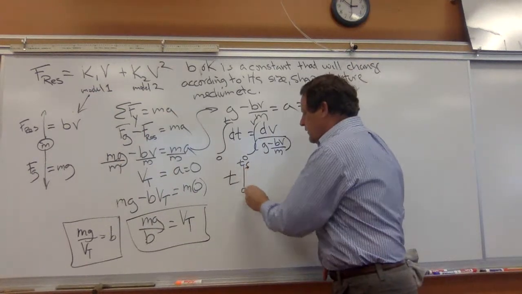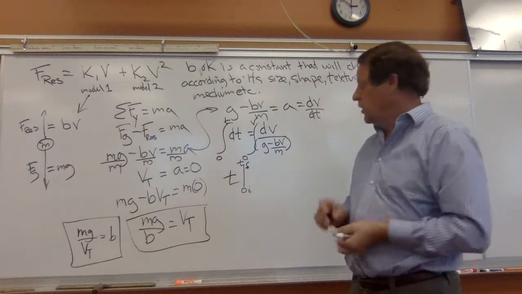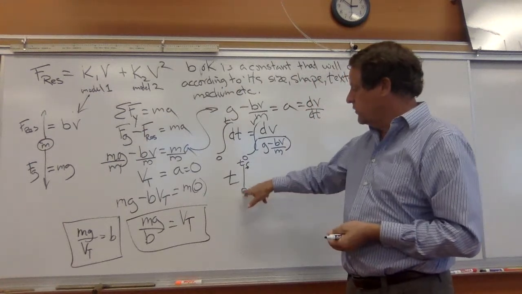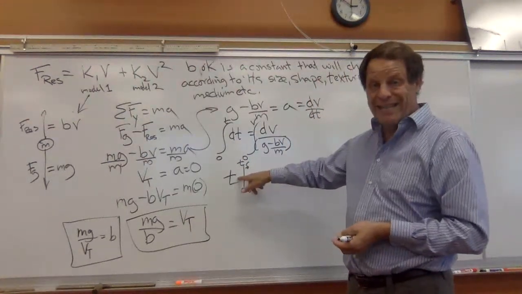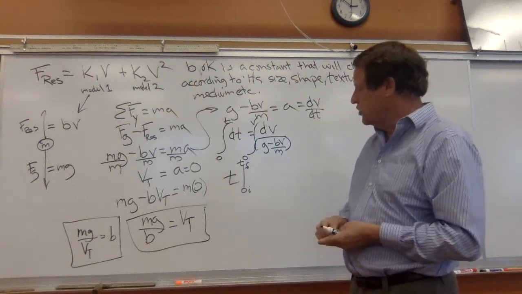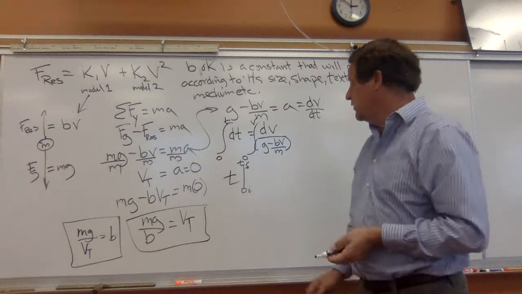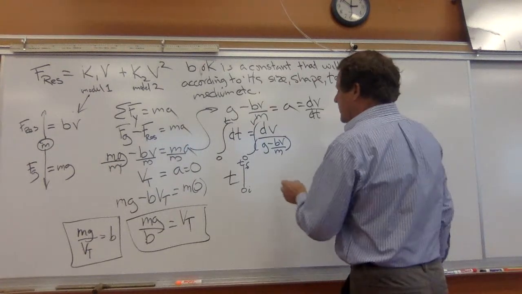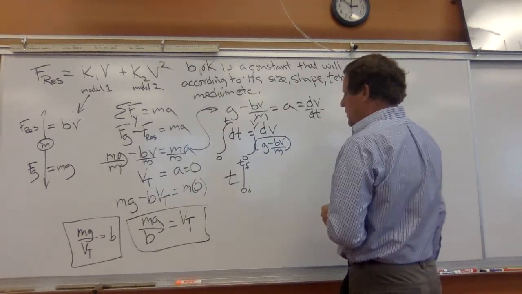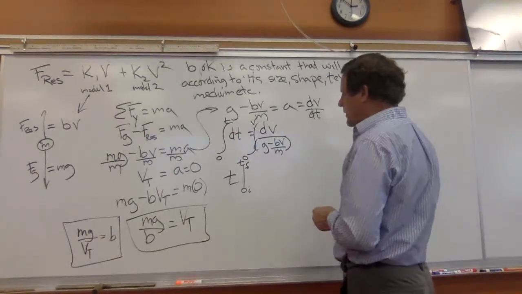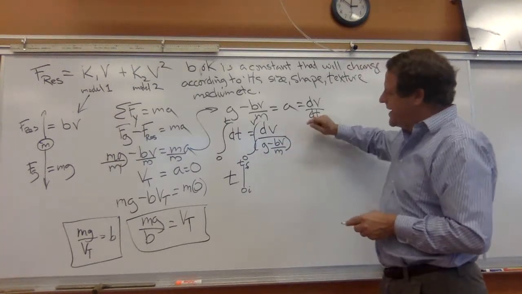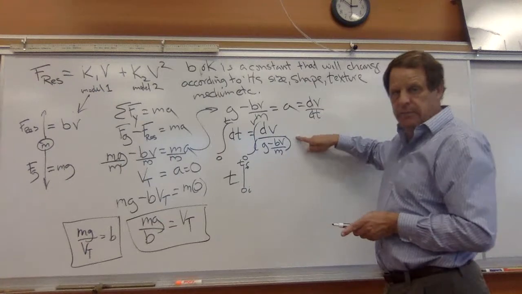So the top is the final and the bottom is the initial. Well, we know that if the initial is 0, we're just going to end up with t here, okay? But it's final minus initial, and this is going to have more of an effect when we go to the other side.